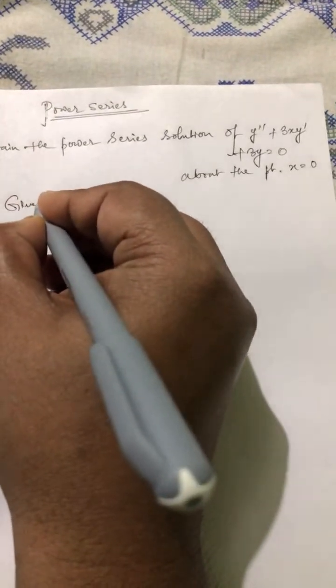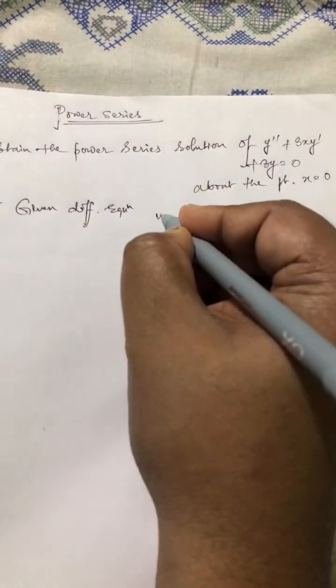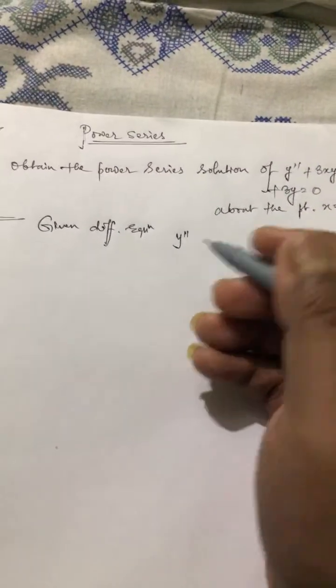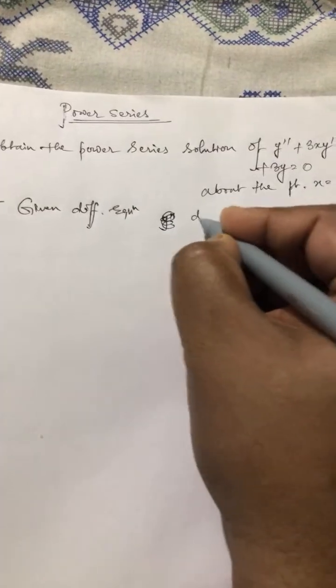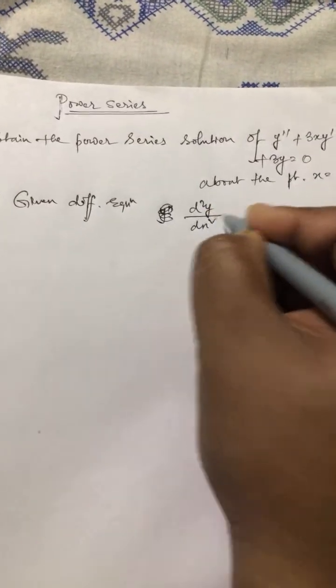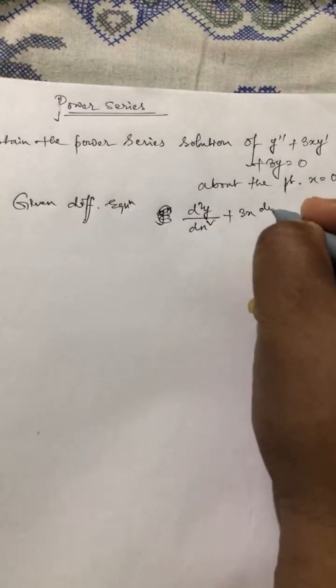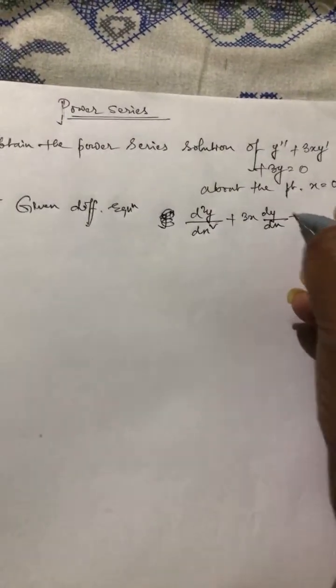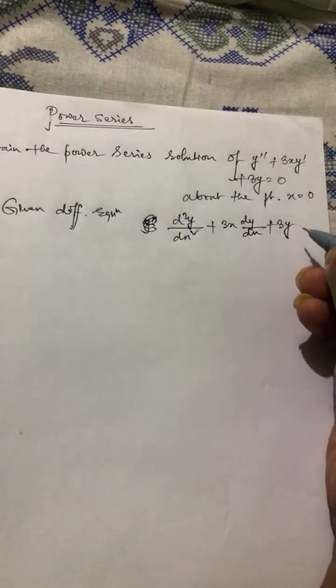So here what we have to do, given differential equation y double dash, or you can say d2y/dx2, you can write this one also: d2y/dx2 plus 3x dy/dx plus 3y is equal to 0.